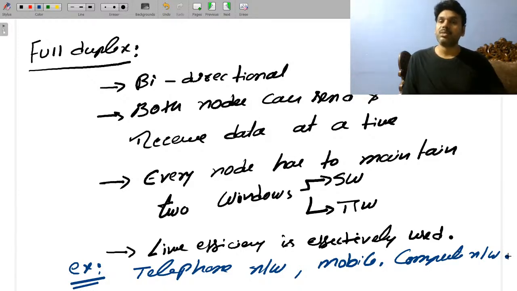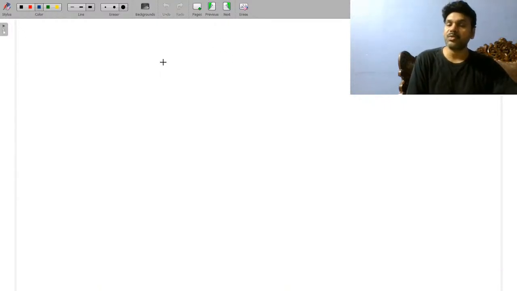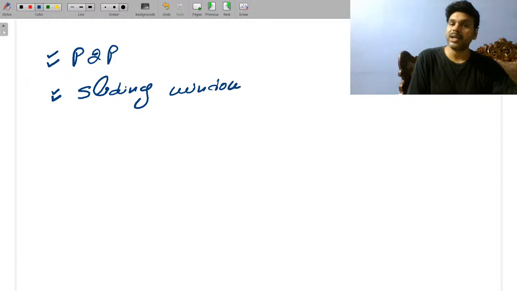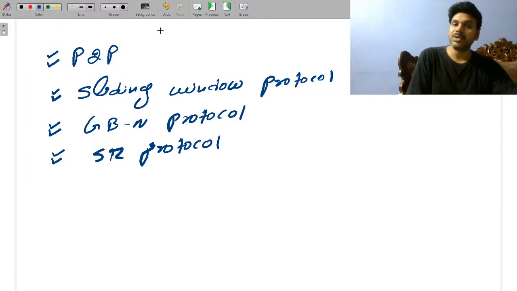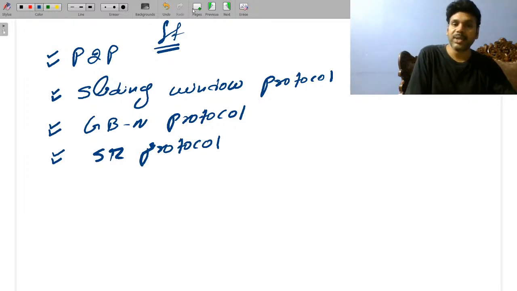So what are the real-time protocols which are offering full duplex? That's what we want to say. Real-time protocols which support full duplex communication: point-to-point protocol is one, and the second protocol is sliding window, which is one of your data link layer protocols. Sliding window protocol supports full duplex communication, and Go-Back-N is also using full duplex, and the SR protocol is also using full duplex channels. So these are the real-time examples which effectively utilize your channel, so that both parties can send as well as receive data. Let me give a few examples here.